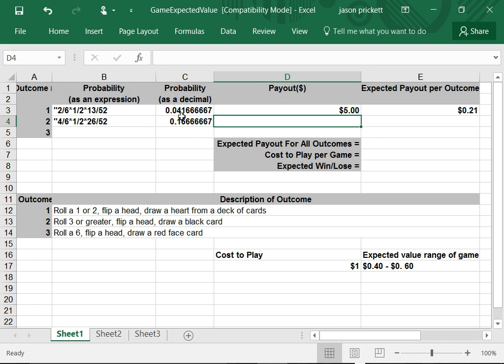Notice that if you look at your probabilities, the probability of getting this is a lot higher than getting this, about 4 times as much. And if you think about it, it makes sense because there's a higher likelihood of getting a black card there versus a heart. And plus you've got a lot more opportunities to roll a winning roll in this outcome than the previous one.